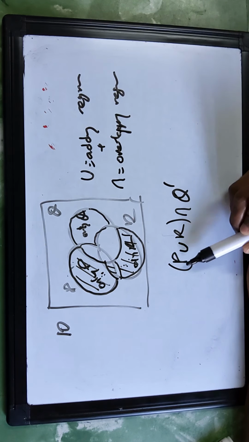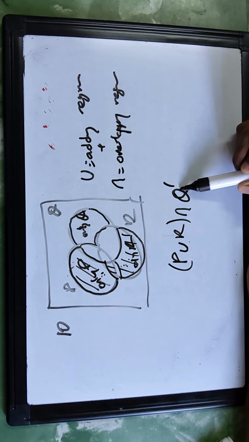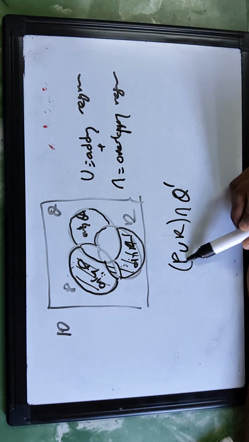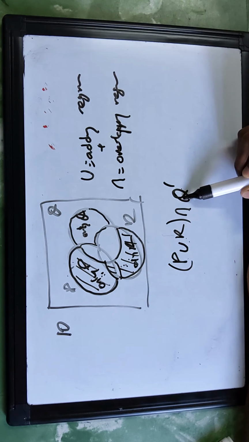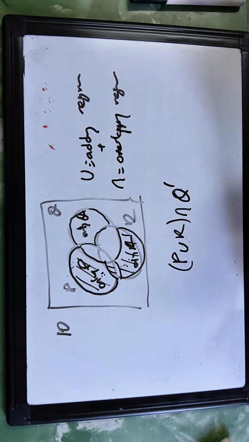So the answer is P union R, intersect with Q dash, outside Q. The region common with P union R, which is outside Q. That's the overlapping region. That's one way of doing it. There is another way.